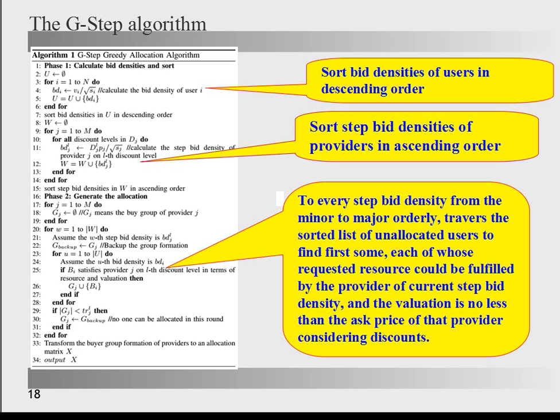Concretely speaking, for every step bid density from minor to major orderly, the algorithm will traverse the sorted list of unallocated users to find the first some users, each of whose requested resource could be fulfilled by the provider of the current step bid density, and whose valuation is no less than the ask price of the provider, considering discounts.